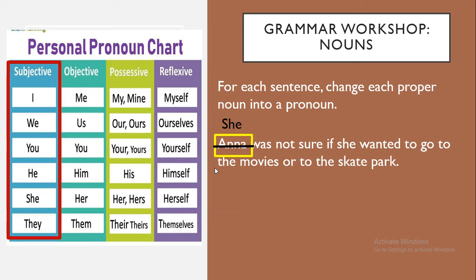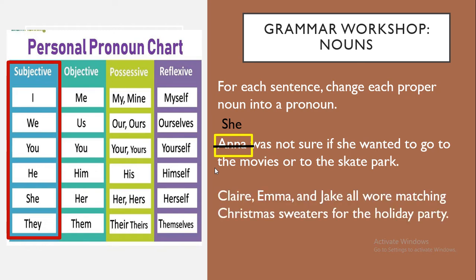All right, let's try one on our own. Claire, Emma, and Jake all wore matching Christmas sweaters for the holiday party. So go ahead and take a moment and change your proper noun into a pronoun using the pronouns in the left column.